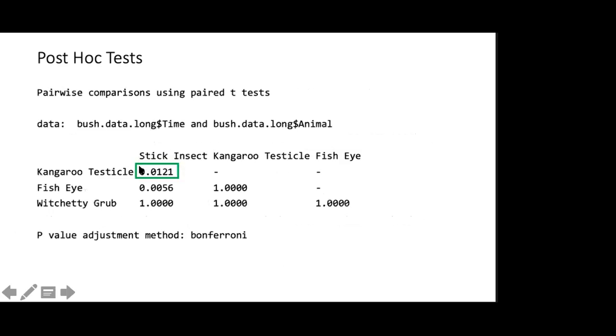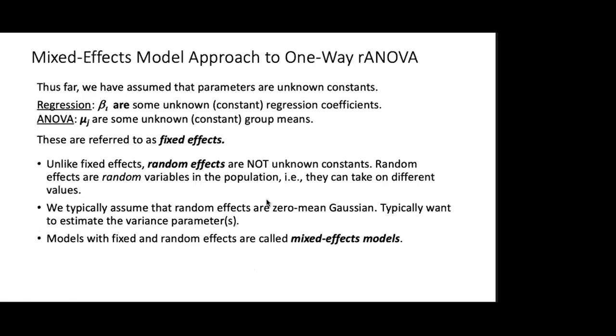And here's the corresponding output. We can see that the only significant differences are between kangaroo testicle and stick insect, and stick insect and fish eye, right? The other ones are not significant.